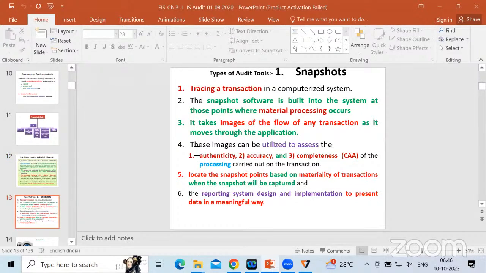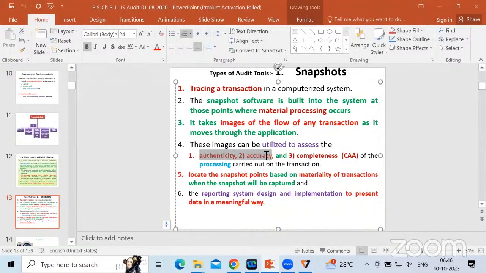So always remember this word: authenticity, accuracy, and completeness, CAA. In every audit software tool, we must use this word: authenticity, accuracy, and completeness. Of what? Of the asset processing. So whether the processing is authenticated, accurate, and complete. The data is also safeguarded.